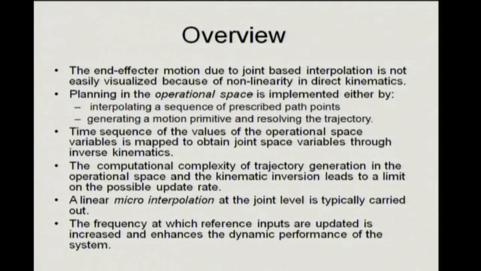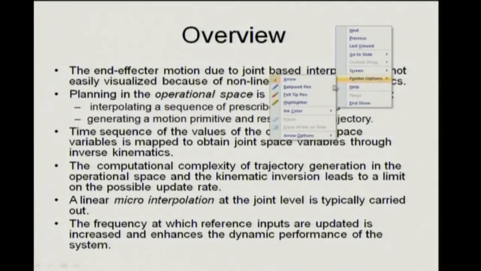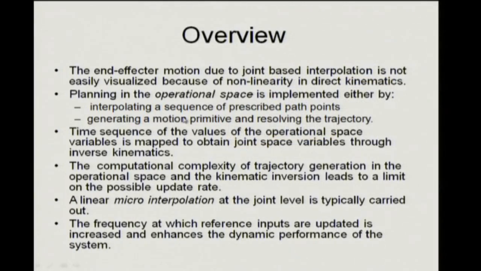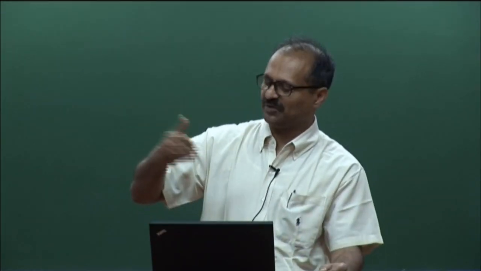So there are two approaches to this. The first one is that I take a sequence of prescribed path points. So I am chopping it up into smaller units, and I make sure that each unit is completed at the same time. By chopping up the path, I am trying to ensure that I get the path that I want, because then my variation will be within smaller segments as I am going along the path.